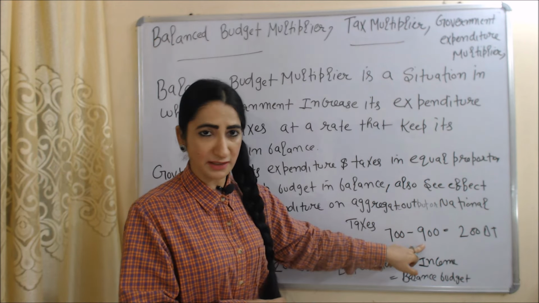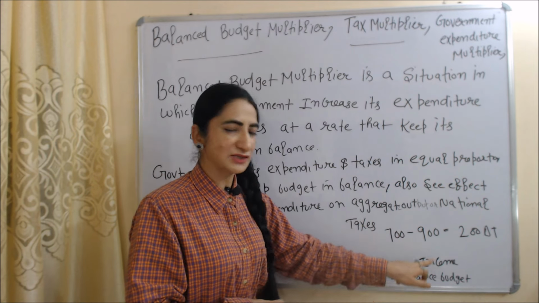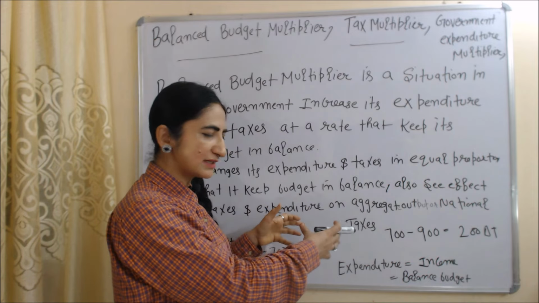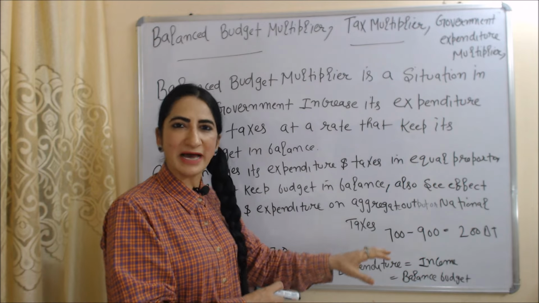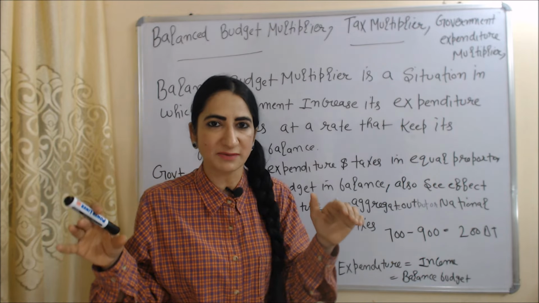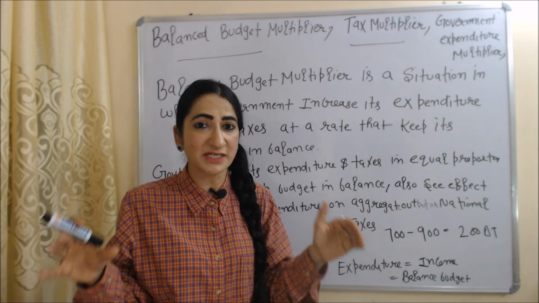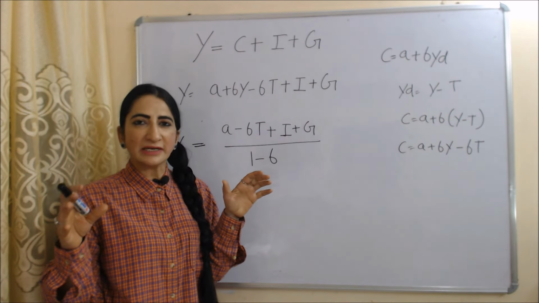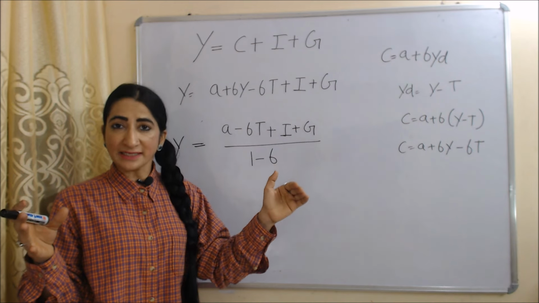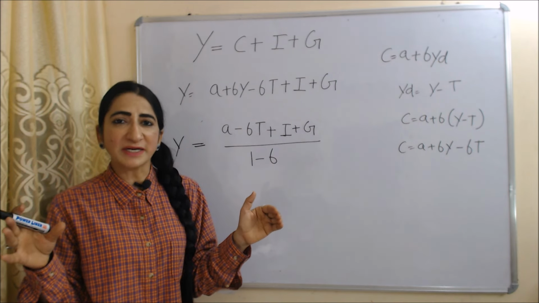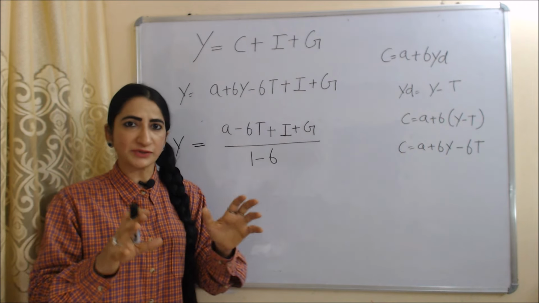As we know, taxes are income of government. When government expenditure is equal to government income, it will be called balanced budget. So here we see government increased its expenditure and taxes in such a way so that its budget remains in balance, and it will be called balanced budget multiplier. So for calculating a balanced budget multiplier, we need two things: tax multiplier and government expenditure multiplier, because balanced budget multiplier is made up of these two things.